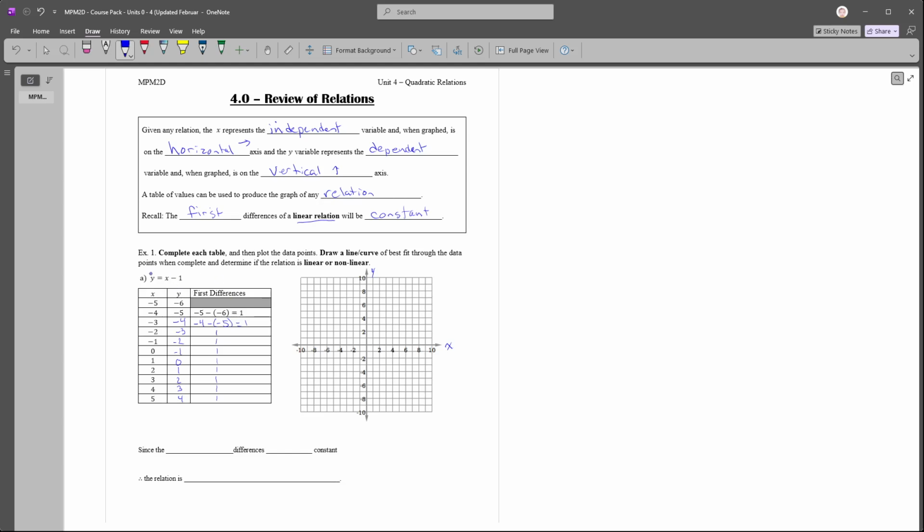Of course, we could have just looked at the equation and said, hey, I recognize that equation. That's a y is equal to mx plus b equation. I know that's a line, but that's not really the point here.